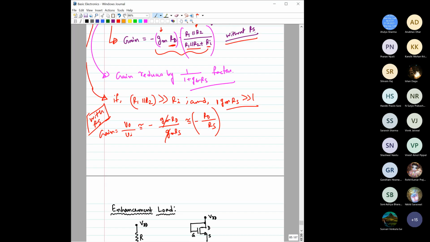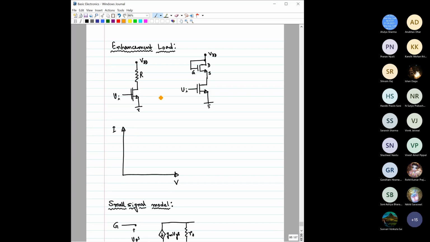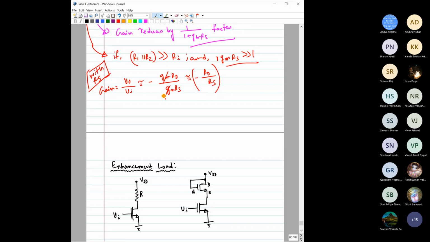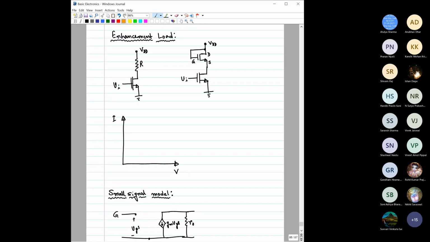Right. So this is the thing that was pending, and I think we have completed it. Okay. Now this is maybe a new thing to all of you. This is called enhancement load.